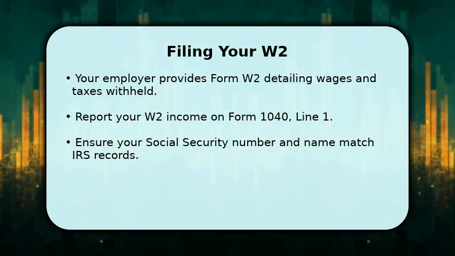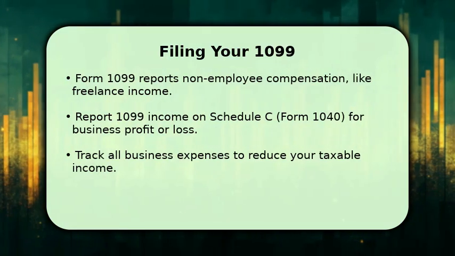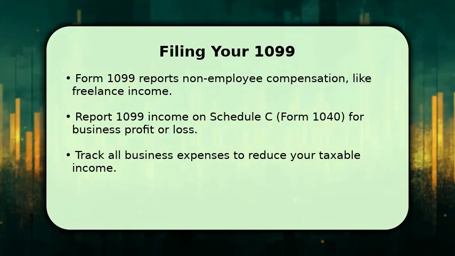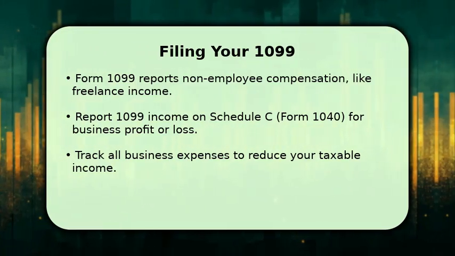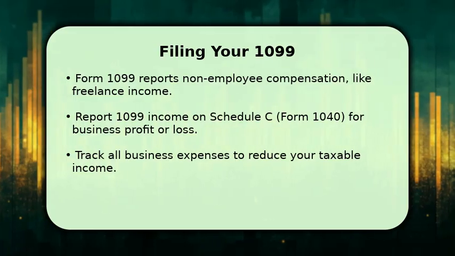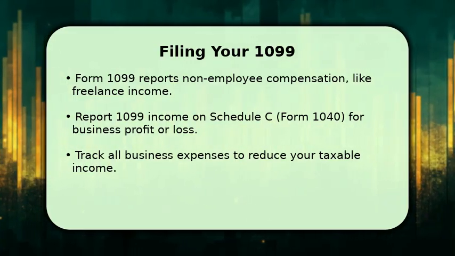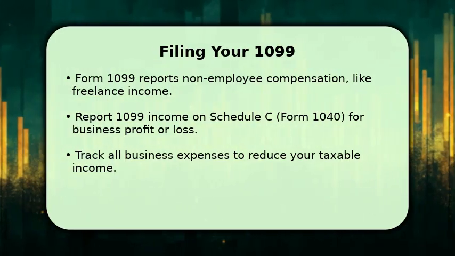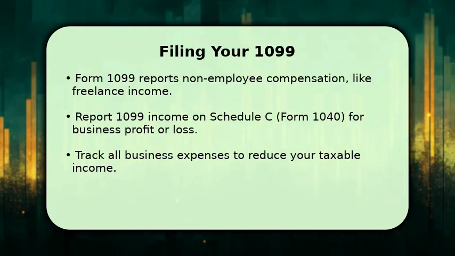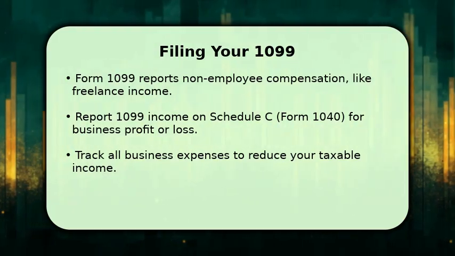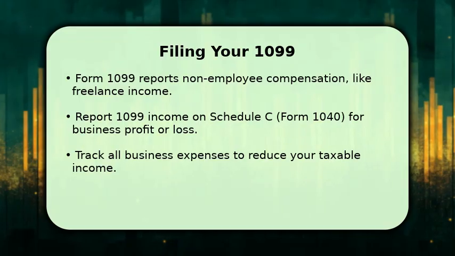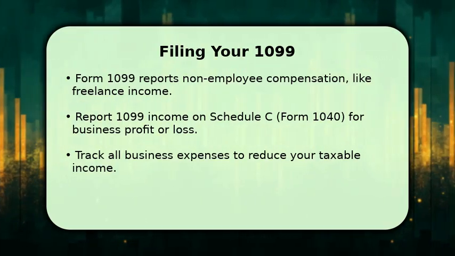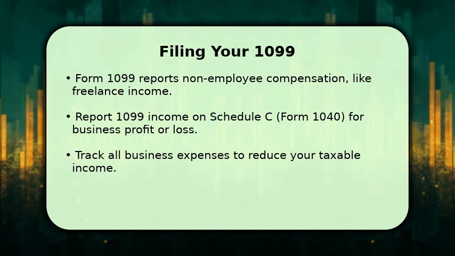processing delays. For those receiving Form 1099, this typically indicates you're an independent contractor or freelancer. You'll report this income on Schedule C, profit or loss from business, which is then attached to your Form 1040. It's vital to meticulously track all your business expenses throughout the year. These deductions can significantly reduce your taxable income, potentially saving you a substantial amount.